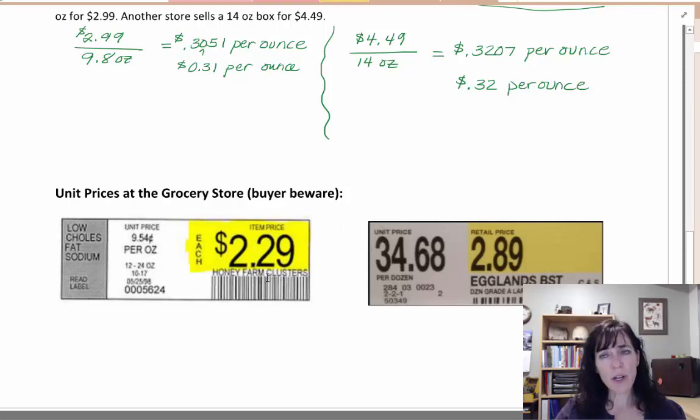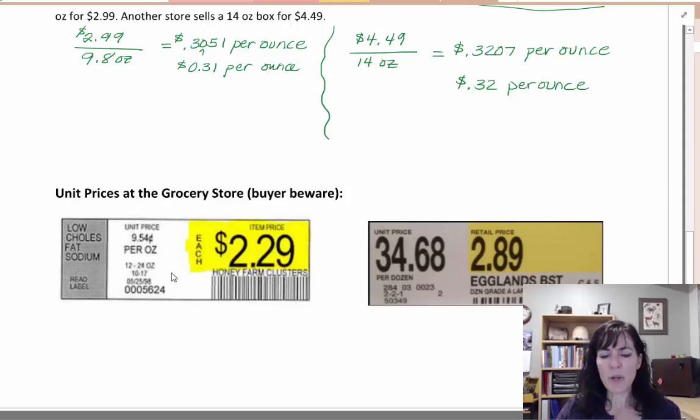$2.29 each. So I can't figure out how that could be when the number of ounces is 12 to 24 ounces. So for me, this sticker on the shelf doesn't make any sense. I can't figure out what they're talking about. What is costing 9.54 cents per ounce when each item that you can purchase is $2.29 and is somewhere between 12 and 24 ounces? So I'm not quite sure.